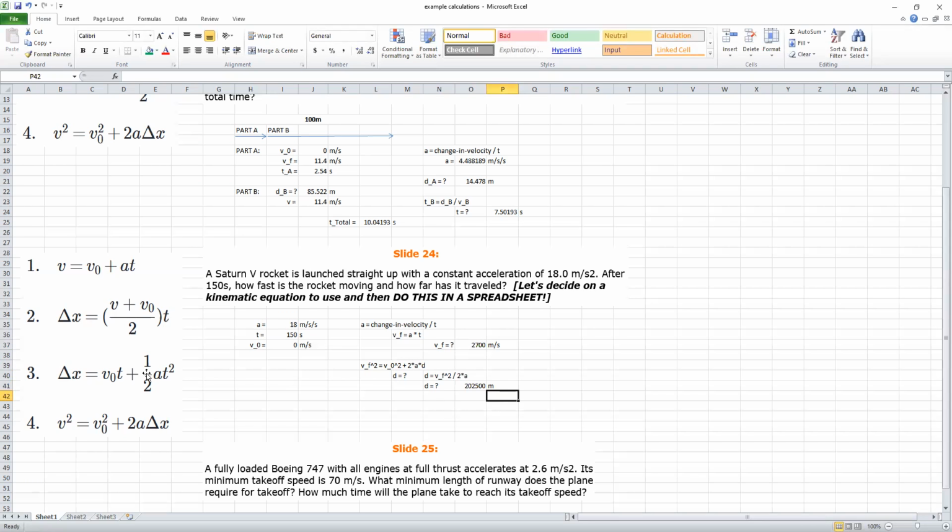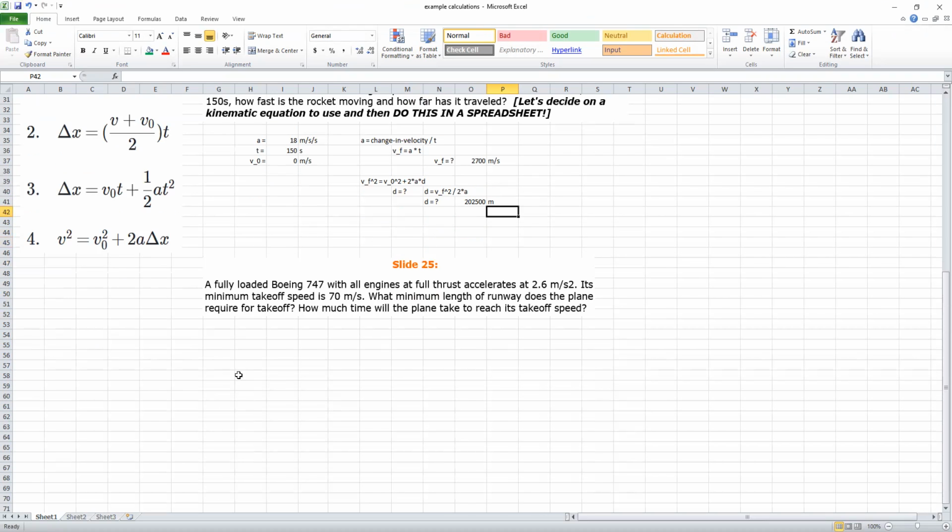As long as you have one unknown, it doesn't matter which equation you use. All right, last one. A Boeing 747 fully loaded with all engines at full thrust. None of this information matters. An object accelerates at 2.6 meters per second per second. So acceleration is known, and that is 2.6 meters per second per second. All right. Its minimum takeoff speed is 70 meters per second.